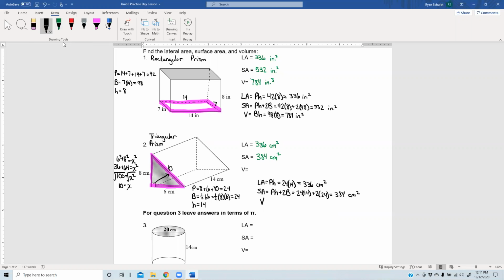And then last but not least, for this one, volume. Volume is BH. So B is 24, H is 14. 24 times 14 is 336 centimeters cubed, because we're doing volume. So 336 centimeters cubed.